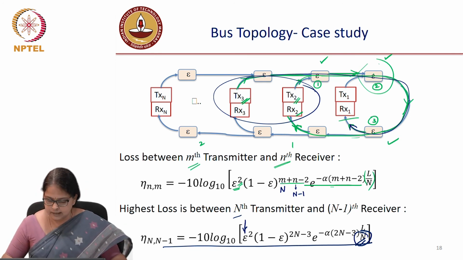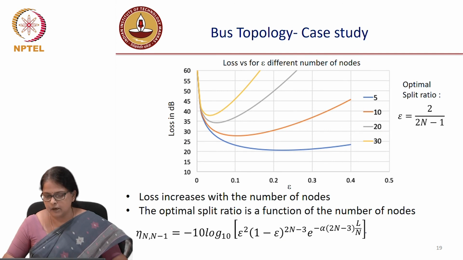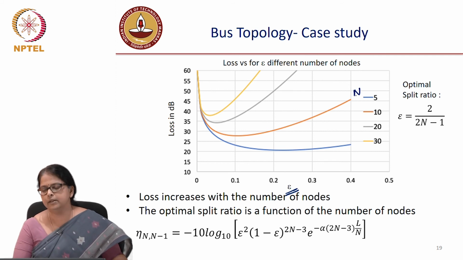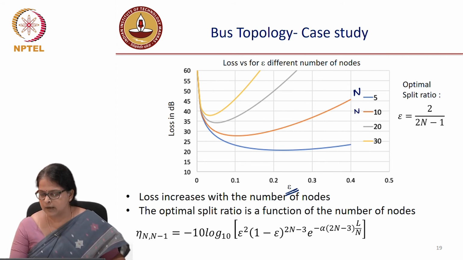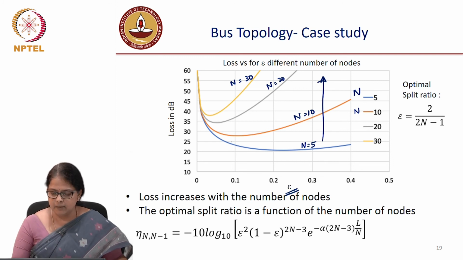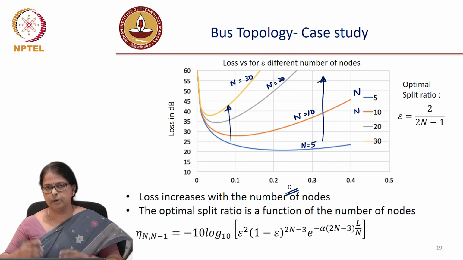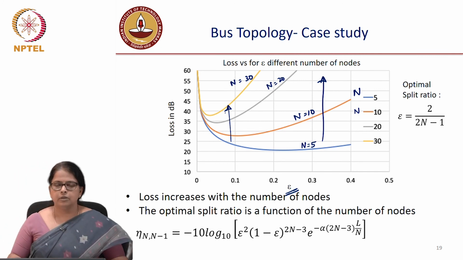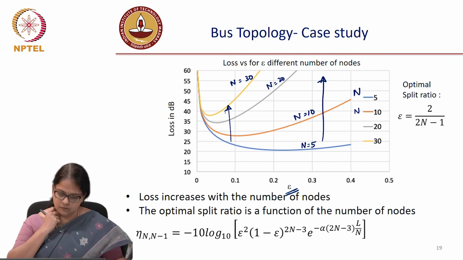So what I have done is plot this eta, the loss in dB, as a function of epsilon for different numbers of nodes. This corresponds to n equal to 5, this is n equal to 10, this is n equal to 20, and this is n equal to 30. As you see, as the number of nodes increases, the minimum loss actually increases, obviously, because you have more points at which the signal is dropped, so there is more coupling ratio related loss.